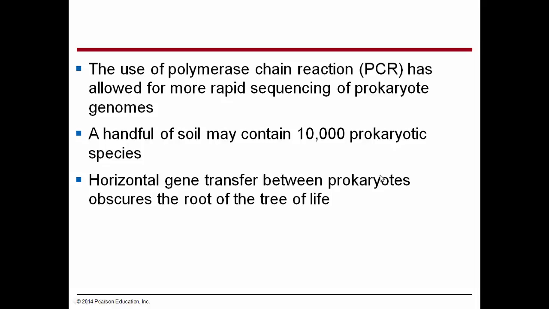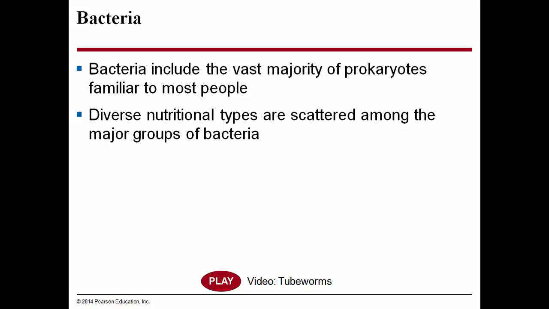The use of polymerase chain reaction, or PCR, has allowed for more rapid sequencing of prokaryote genomes. A handful of soil may contain 10,000 prokaryotic species. Horizontal gene transfer between prokaryotes obscures the root of the tree of life. Bacteria include the vast majority of prokaryotes familiar to most people. Diverse nutritional types are scattered among the major groups of bacteria.